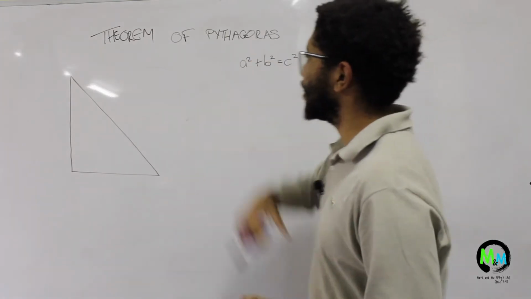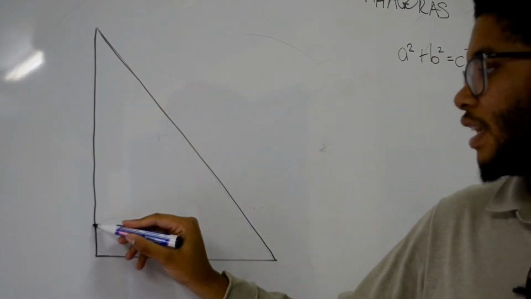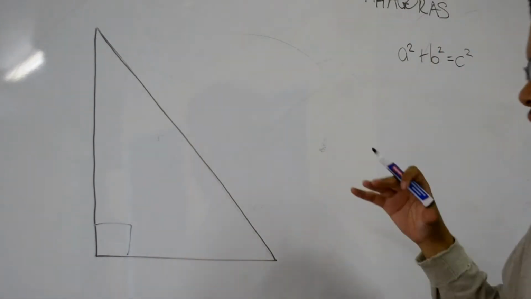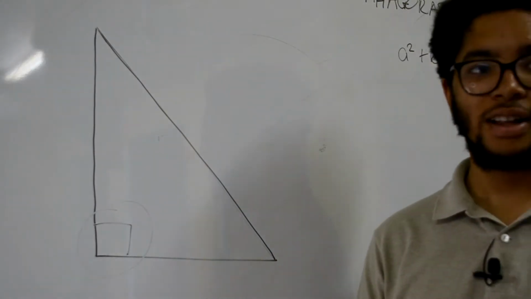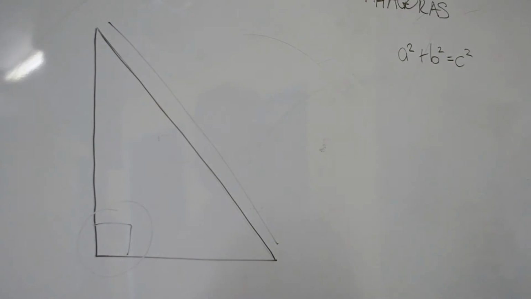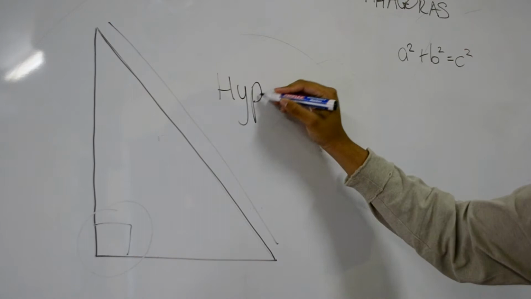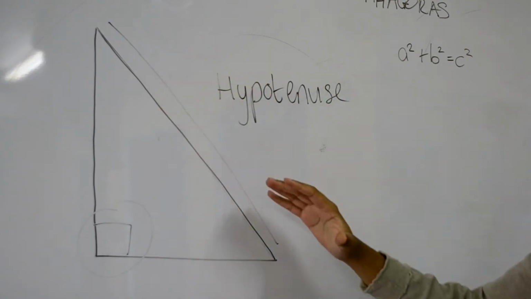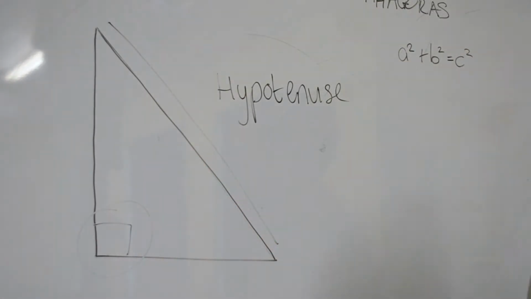Okay, so tying that in with the theorem of Pythagoras, the first condition we need is a right angle triangle. Like the word says, we need to have a right angle present in our triangle. Then also this side that you see over here, which is the longest side of our triangle, is known as the hypotenuse. It is also the side that is opposite the right angle.